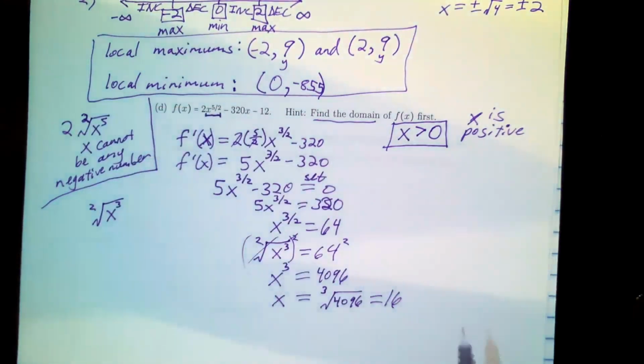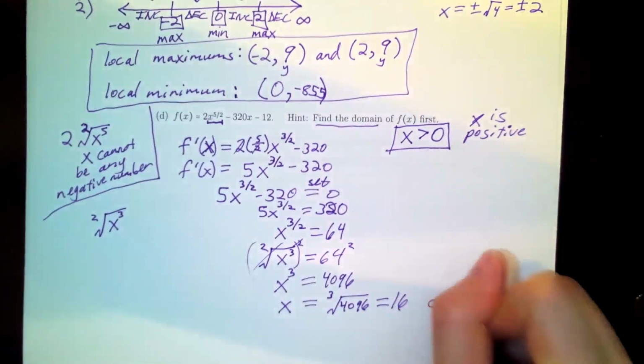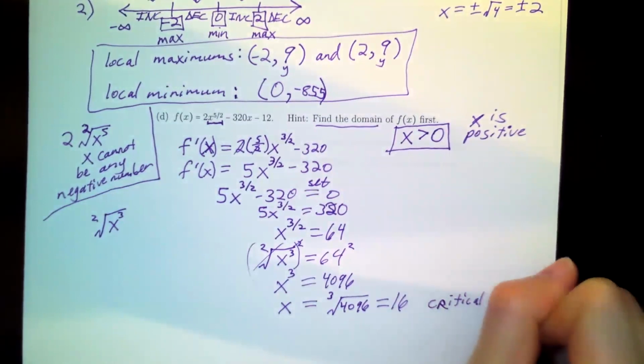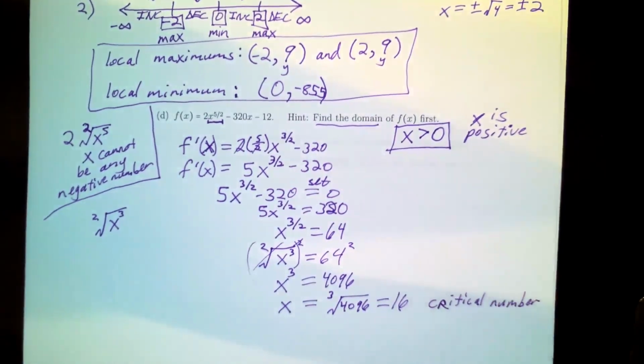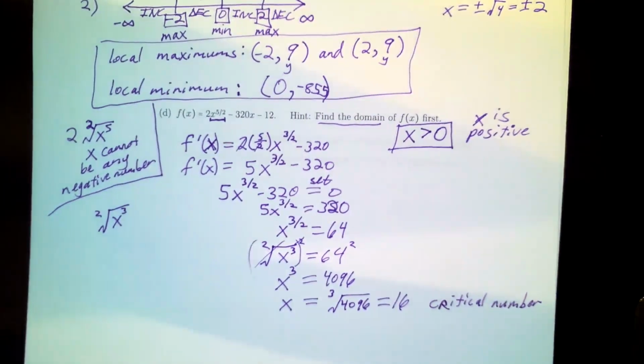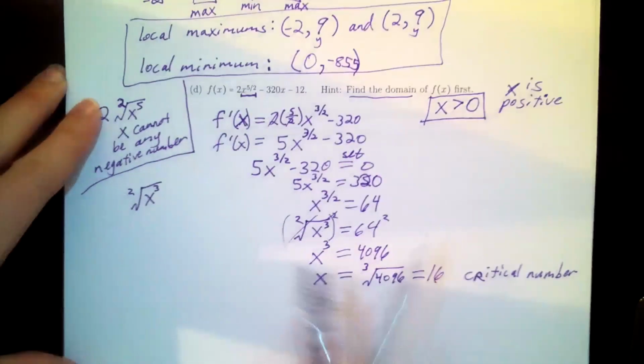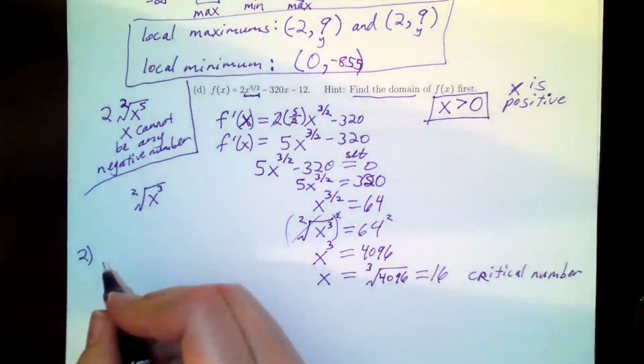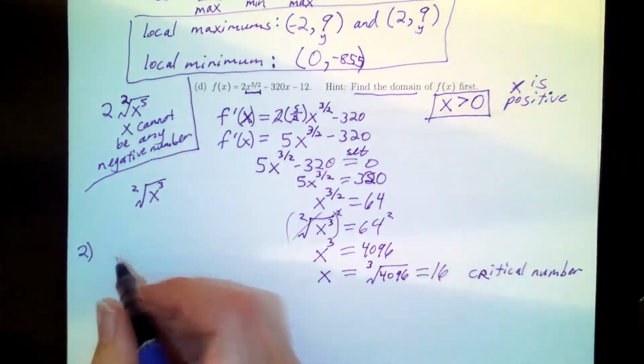That is a critical number. It is quite possibly a local max or min point, or it corresponds to one. That might be where one's at. So what do we have to do? We have to do our number line analysis now. So let's come over here, since I wasted all of this space. I have a giant block of white space here. Let's do our number line analysis.